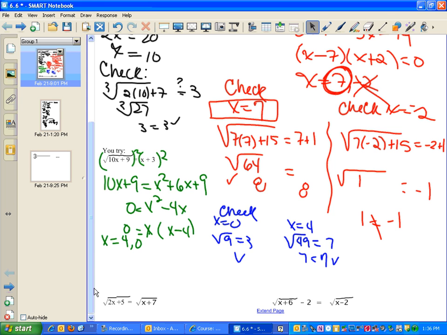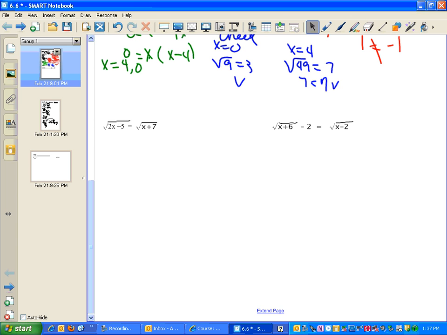Because I can have negative values under a cubic root, but I can't have negative values under a square root. And so sometimes we do get negative values, and then that eliminates a solution. This lesson, yeah.